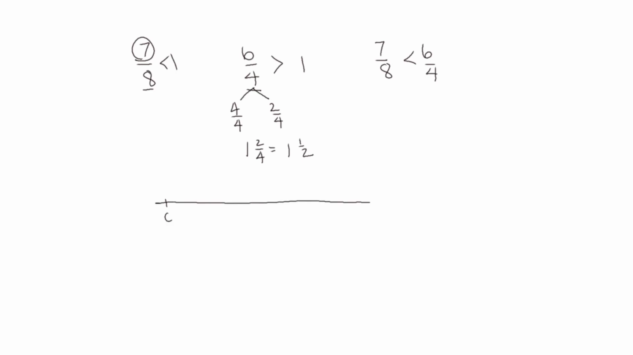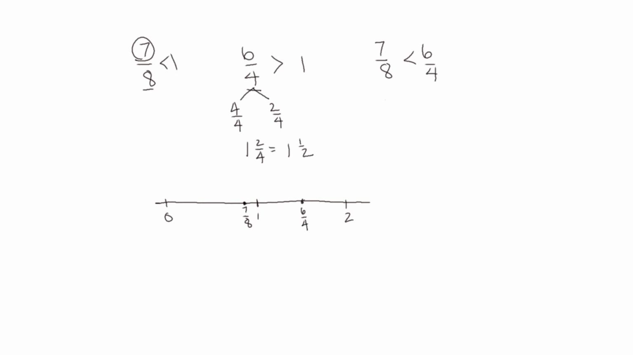This time, since one of our fractions is greater than 1, our number line is going to have to extend to the number 2. We won't be able to plot both of them between 0 and 1. So 8/8 is 1, so 7/8 would be a little bit less than 1. And 6/4 would be halfway between 1 and 2. So since it's equal to 1.5, this would be where we would plot 6/4.